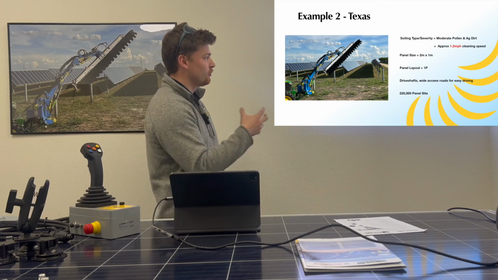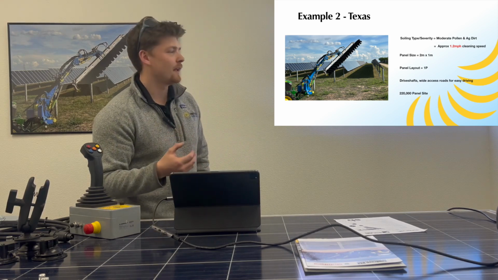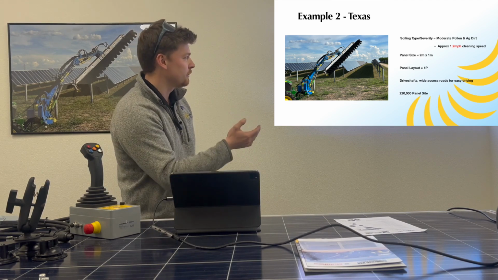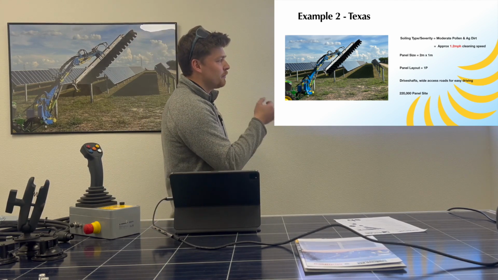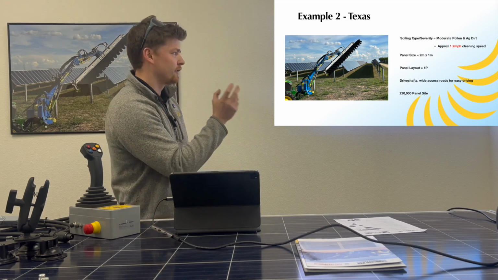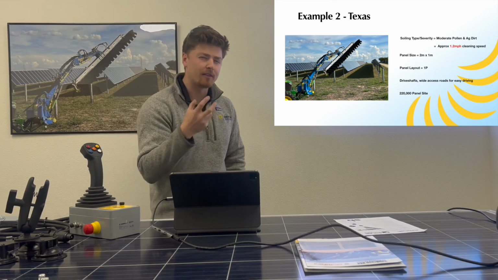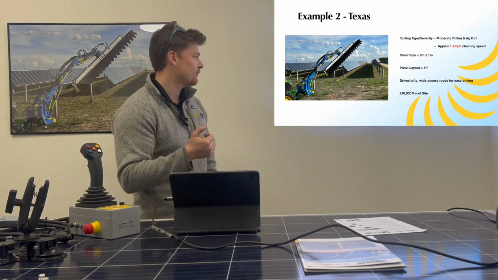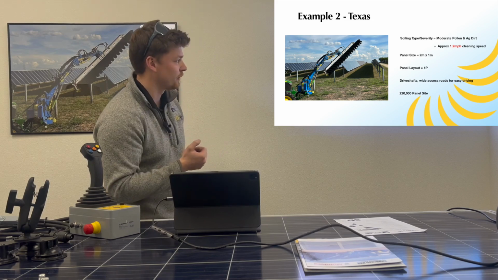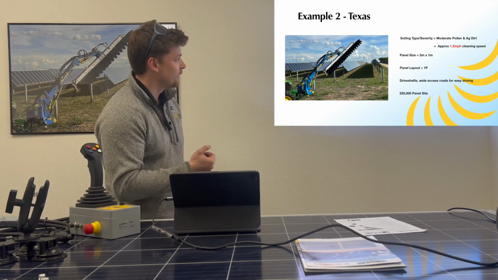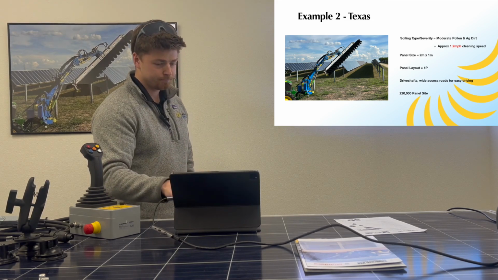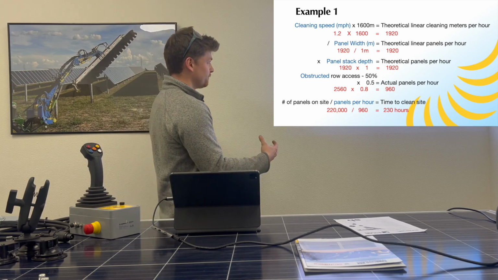The panel size again was 2 meter by 1 meter, and the panel layout was single portrait. Regarding the obstructions, we've got drive shafts, but we've got pretty good access roads around, which means that going from road to road isn't that challenging because you've got lots of space. And the site was 220,000 panels, here in Texas. Of course, we can plug that information in.